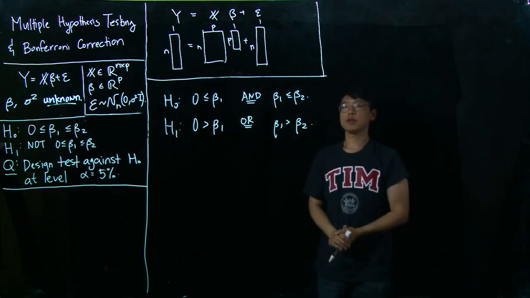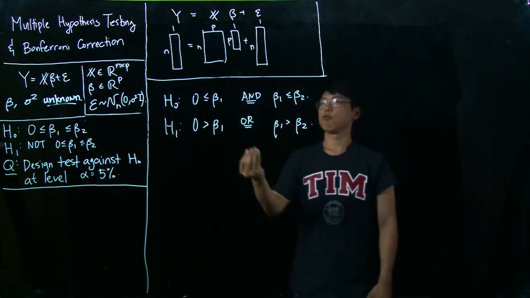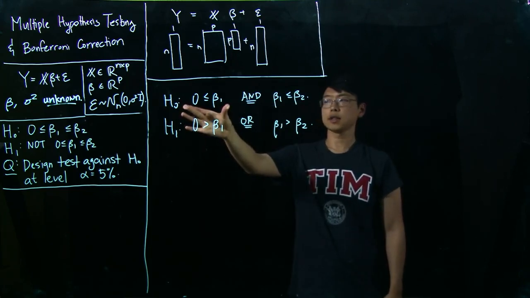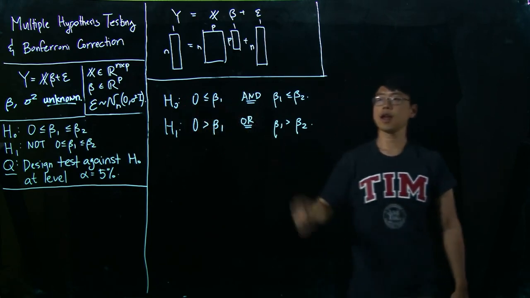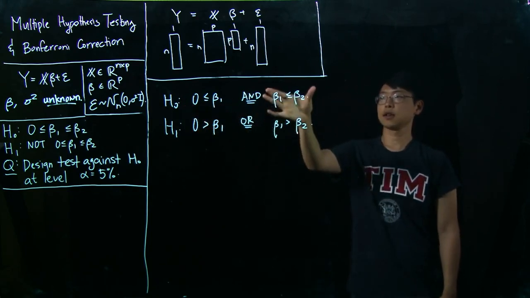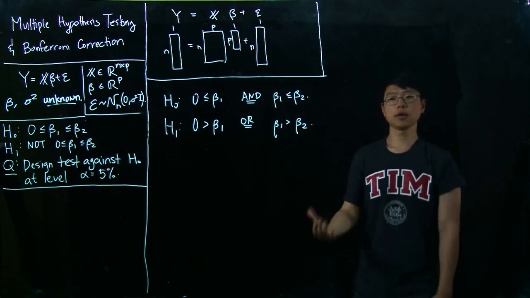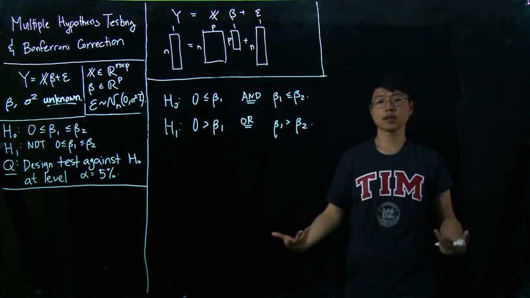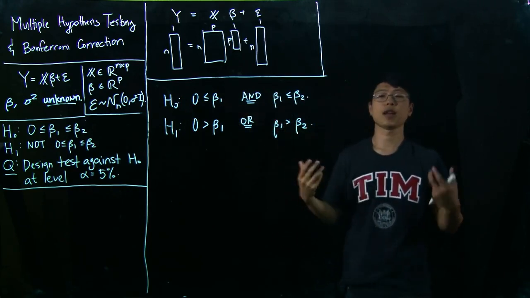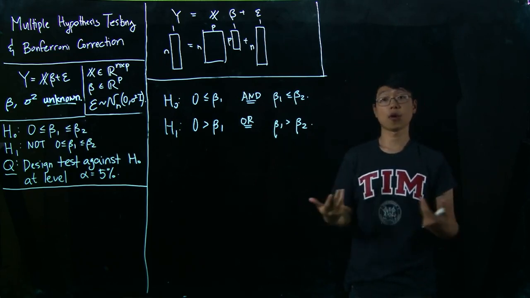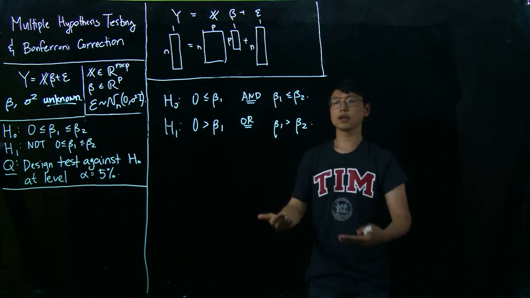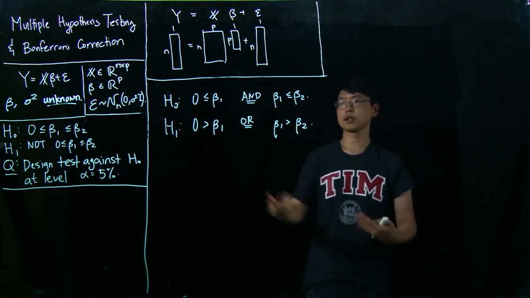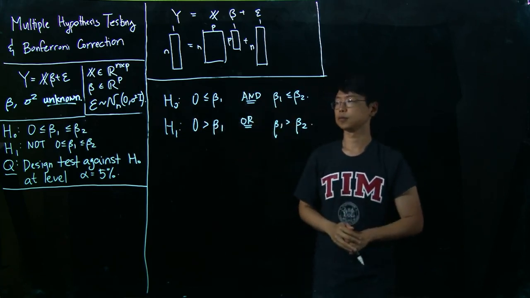The strategy we'll be using is as follows. We know how to test against this null hypothesis on its own, and we know how to test against this null hypothesis on its own. So why not design tests for these two statements by themselves, set them at some appropriate level, and combine them together? And our final test is going to reject when it tells us to reject for one of these, or possibly both.